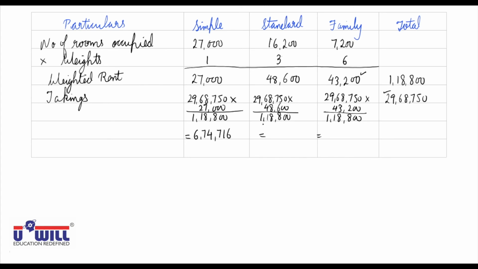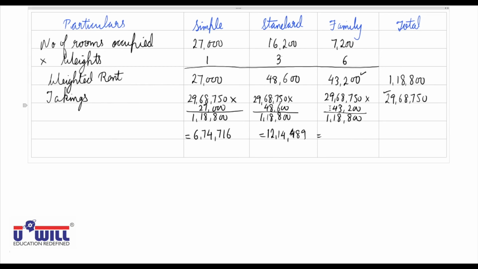Okay, and then directly 48,600 equal to. Directly whatever you have on your screen, 2968,750 divided by 118,800 into 27,000 was already done. Now you directly press 48,600 and equal to, you all must get 1214488.64, so this also you can round it off to 489.